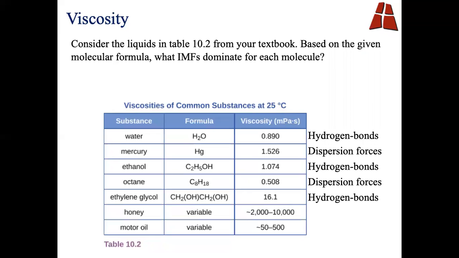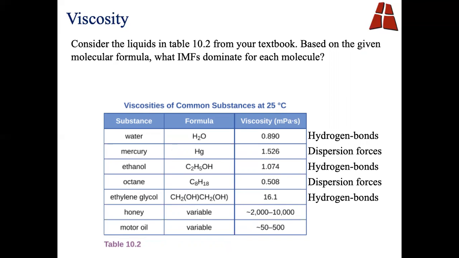With water, of course, hydrogen bonding is its most dominant intermolecular force. Mercury is a pure element, so it just has dispersion forces. Ethanol, we talked about in class last time, has a hydrogen bond. Octane is entirely nonpolar bonds. A reminder that when we have just carbon and hydrogen, everything will be nonpolar. That means it's dominated by dispersion forces. Then we have ethylene glycol, which also has hydrogen bonding groups.